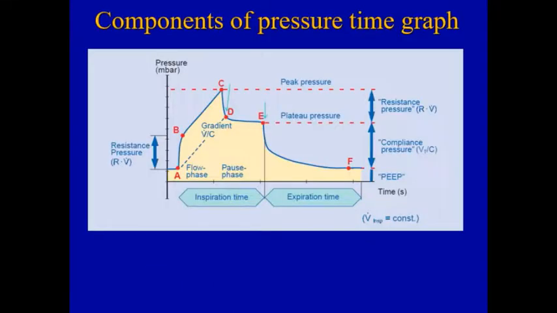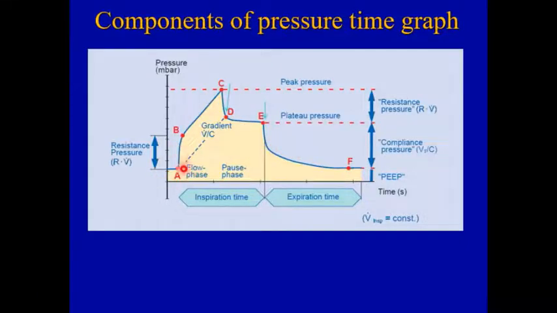So what are the components of the pressure time graph? When we see this pressure time graph, we can see from point A it goes to point C. Then here there is an inspiratory pause. During this inspiratory pause, the pressure drops from D to E. Then expiration starts. Here the exhalation valve opens and it goes from E to F.